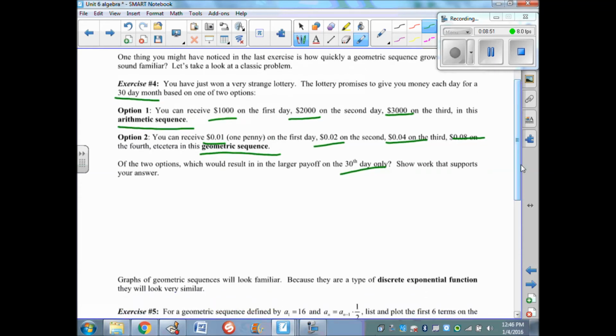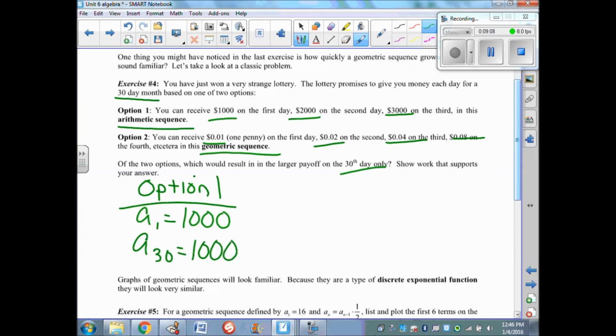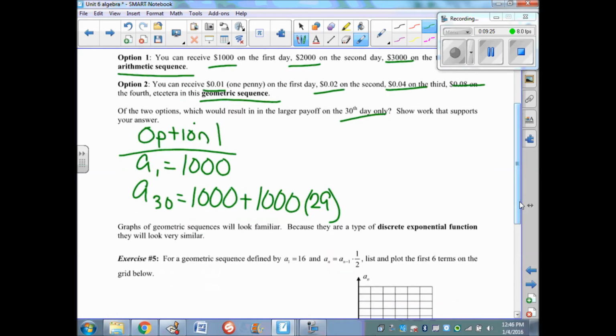So, let's talk. So, option 1. My first term is $1,000 on the first day. So then on the 30th day, I take my first term, 1,000, but then I'm adding how many thousands after that? You should say to yourself, okay, I'm adding 29 of them. Okay? So remember, it's times n minus 1. So we end up with, on that 30th day, and you probably could have come up with that idea knowing that there were 30 days in the month of $1,000 each day, $30,000. Okay? Well, what about option 2?